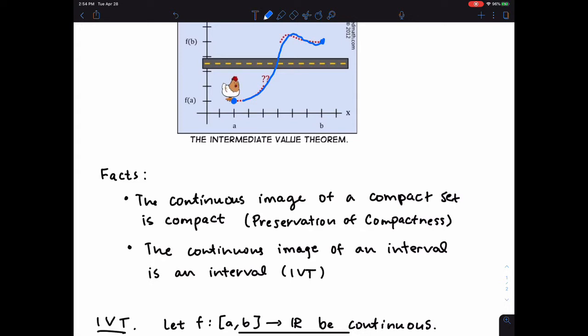The second fact that I have here is a result of the intermediate value theorem. The intermediate value theorem, high level, simply says that the continuous image of an interval is, again, an interval. So if you start with an interval, you plug it into a continuous function, the range that you get out should also be an interval.